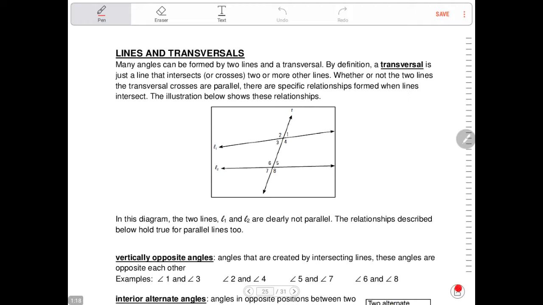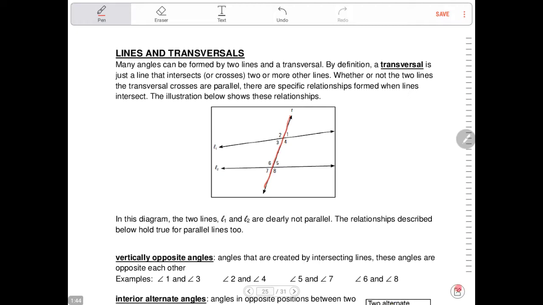by simply looking here. So first of all, if you read up here, it says many angles can be formed by two lines and a transversal. So what the heck is a transversal is what you should be saying. A transversal is just a line that intersects or crosses two or more other lines. So if you look, here is your transversal right here in red. It's simply just a line that is crossing two others. It's just running right through them both.